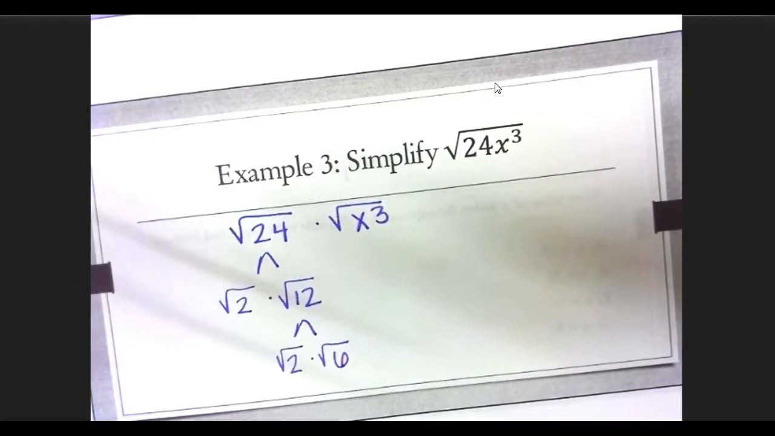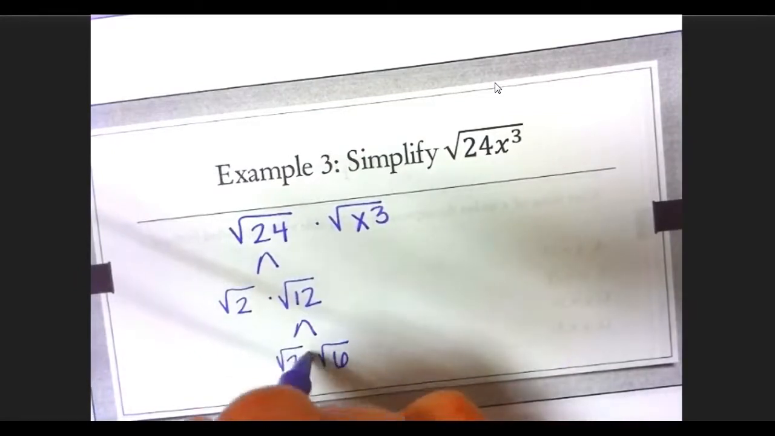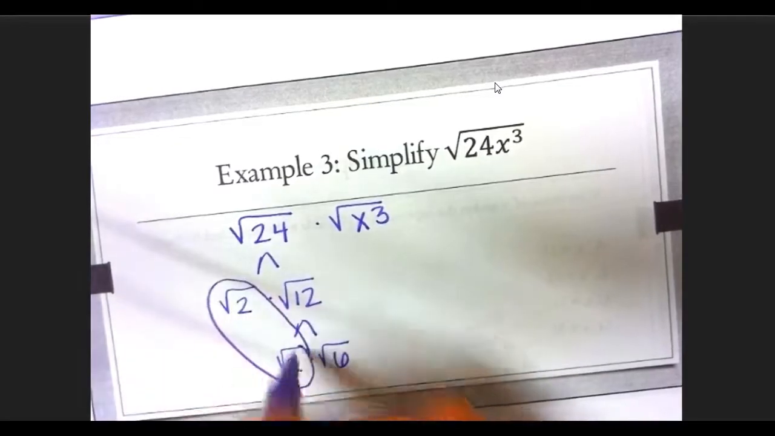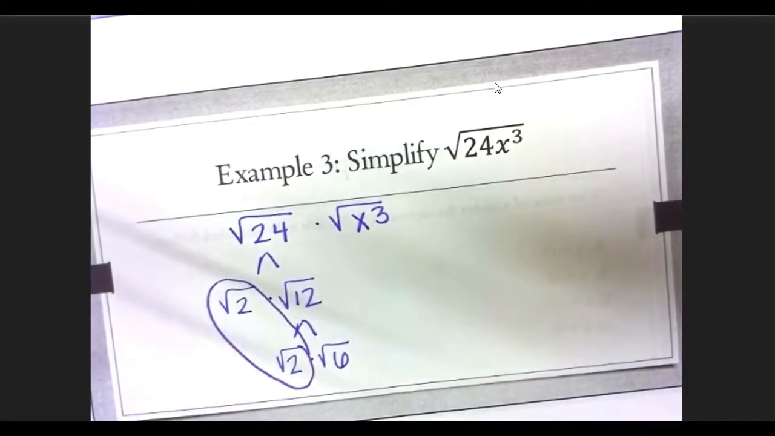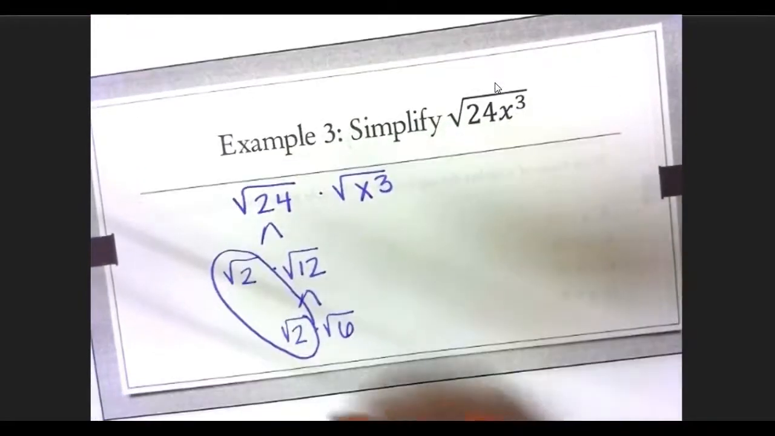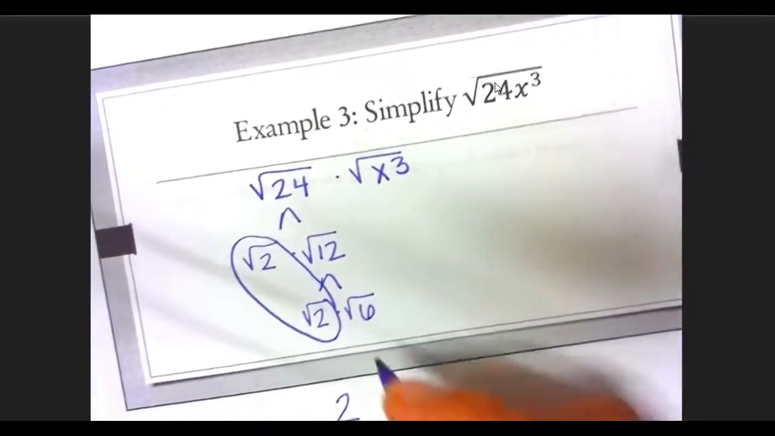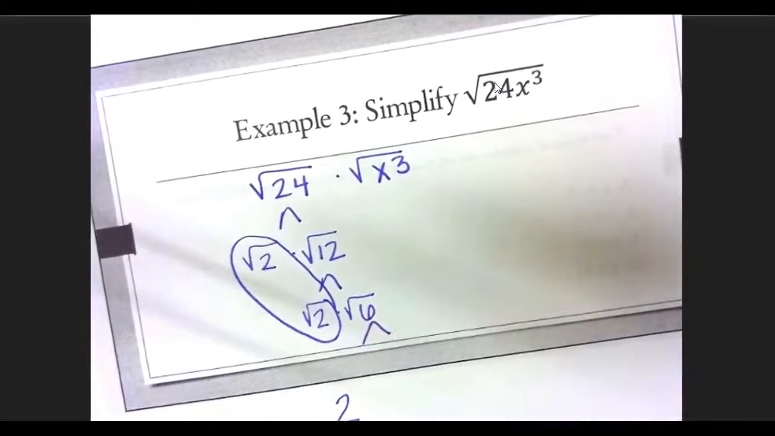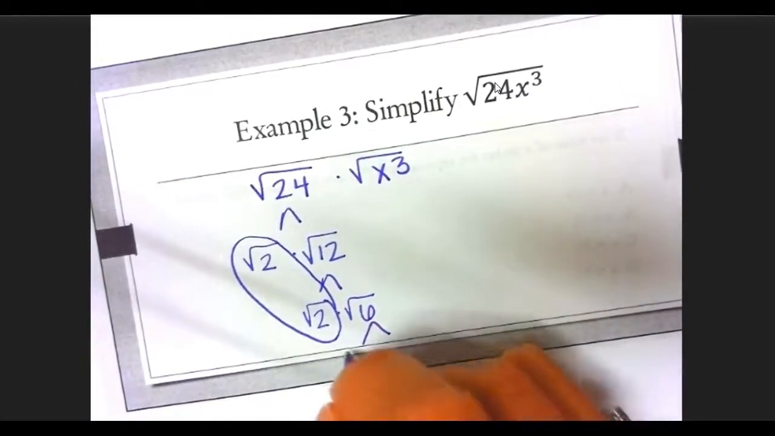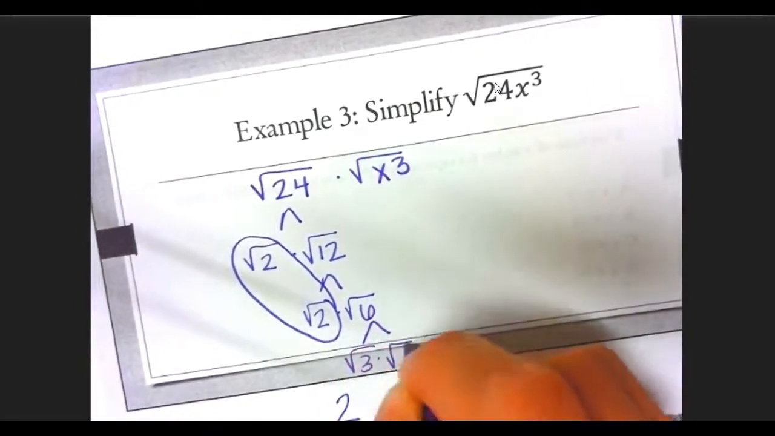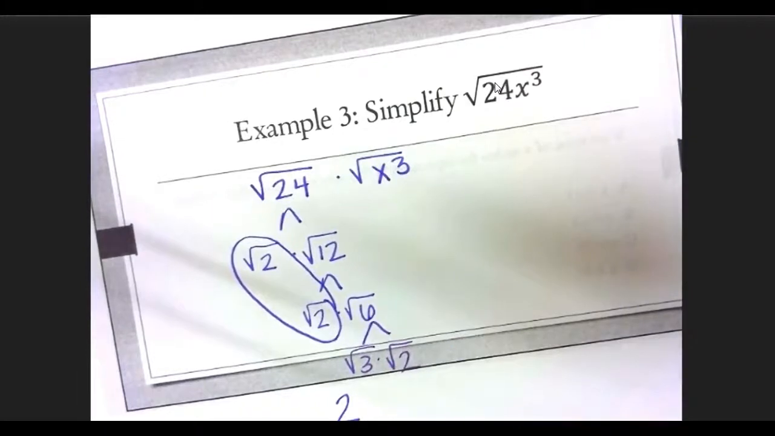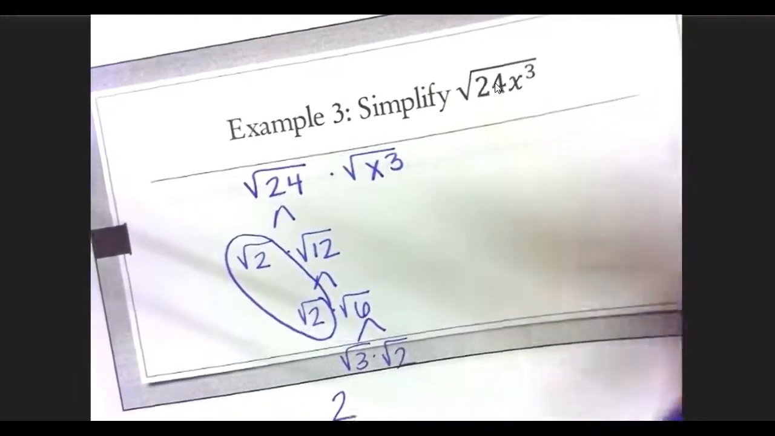What happens when I break it down twice? What repeats? 2. So if I have 2 square roots of 2, they come out as a single square root of 2. 6 breaks down into what two numbers? 3 and 2. So can I simplify those? No.